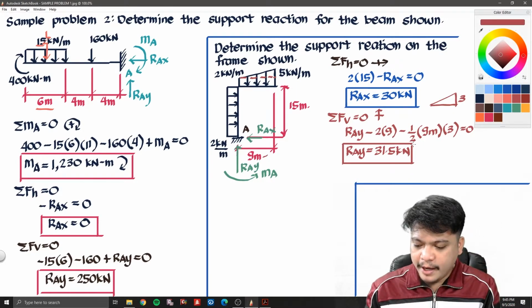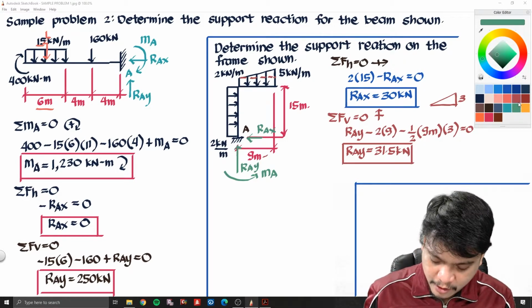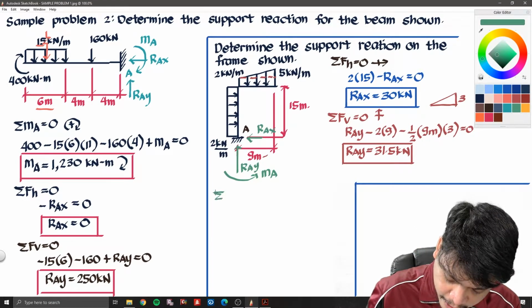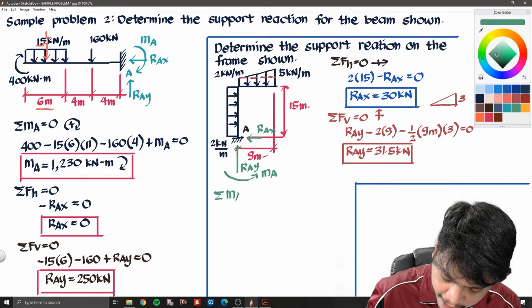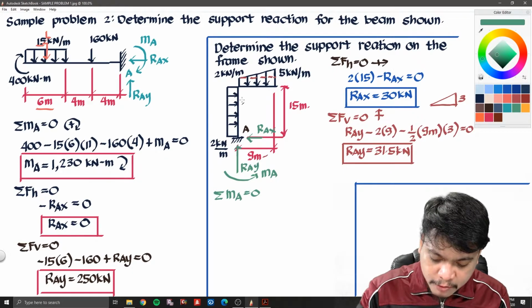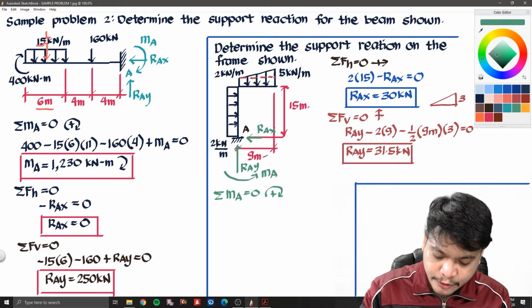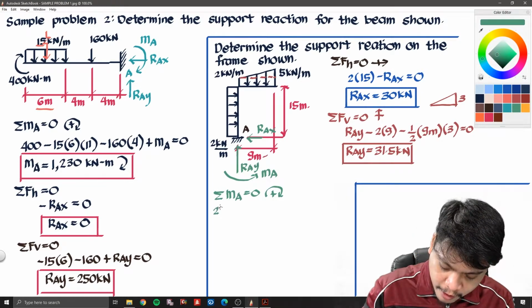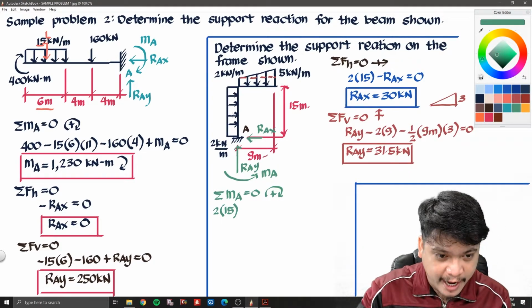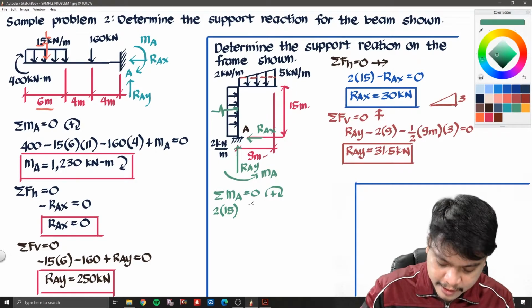And then, lastly, we will be having here the moment. Okay? So, we will take the moment at point A. Again, it should become equal to 0. Let me do this first. Okay? So, again, positive natin is on the clockwise manner. So, you will be having here 2 multiplied by 15. That is the resultant of this, or the area. And it acts somewhere at the middle of this one, and that is 7.5.